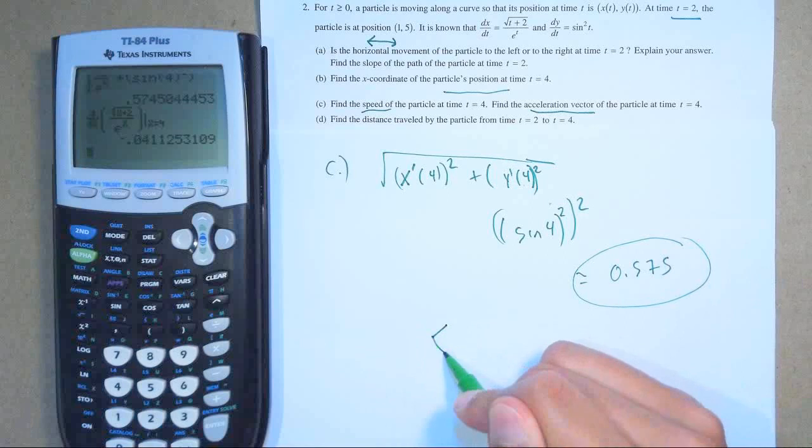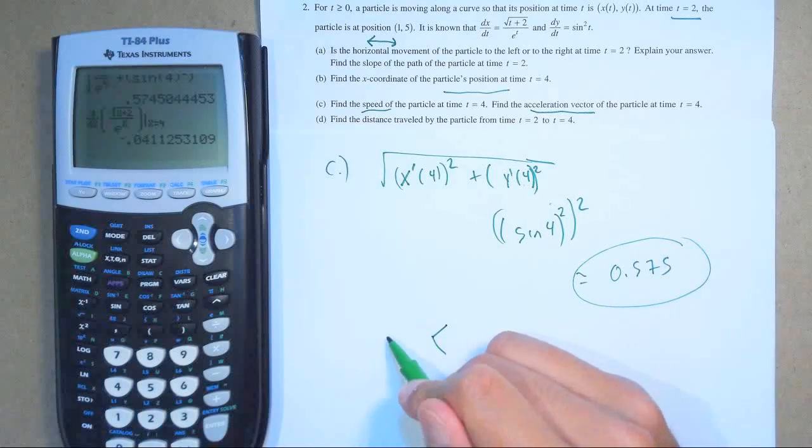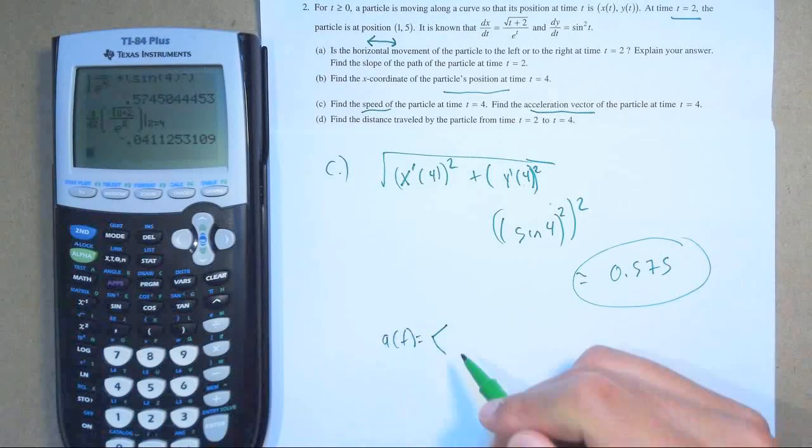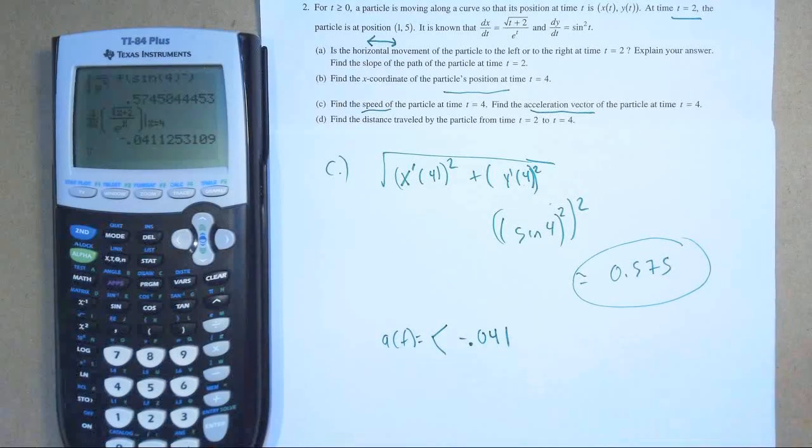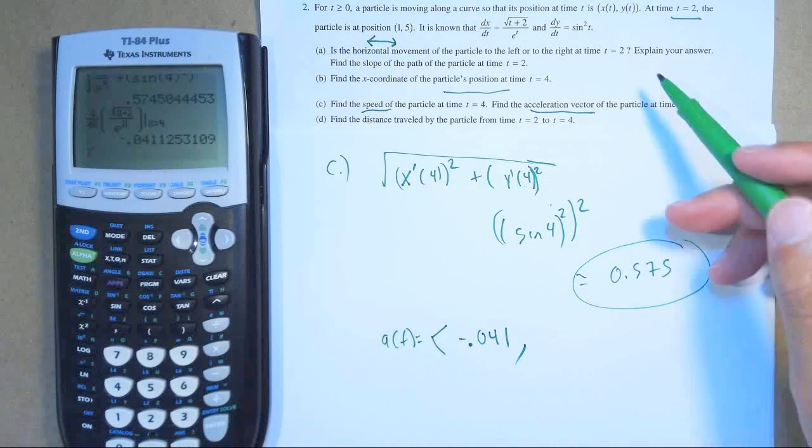Remember, around 3 decimal places, this is going to be the acceleration vector at that value, so it's going to be negative 0.41, comma, well, we're also looking for the y. So we're going to do the same exact thing.